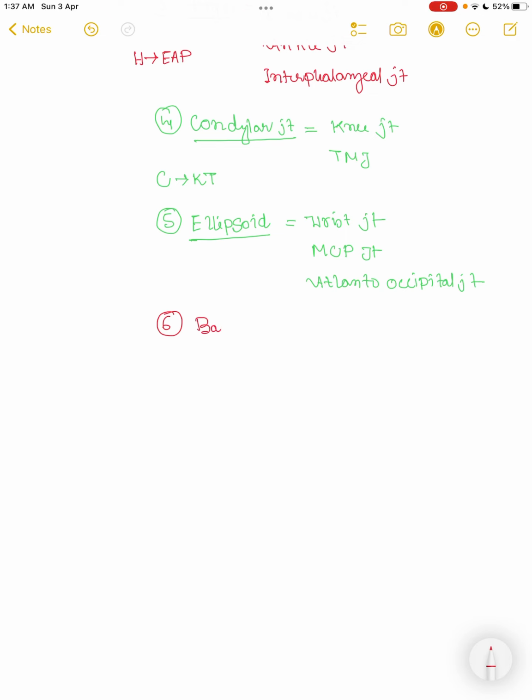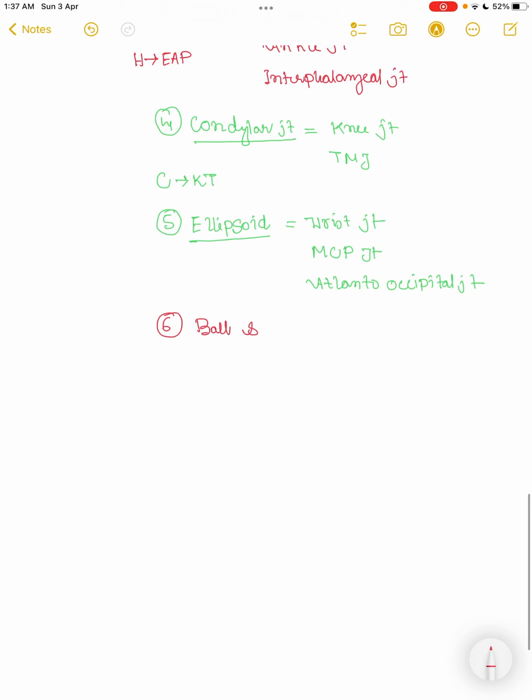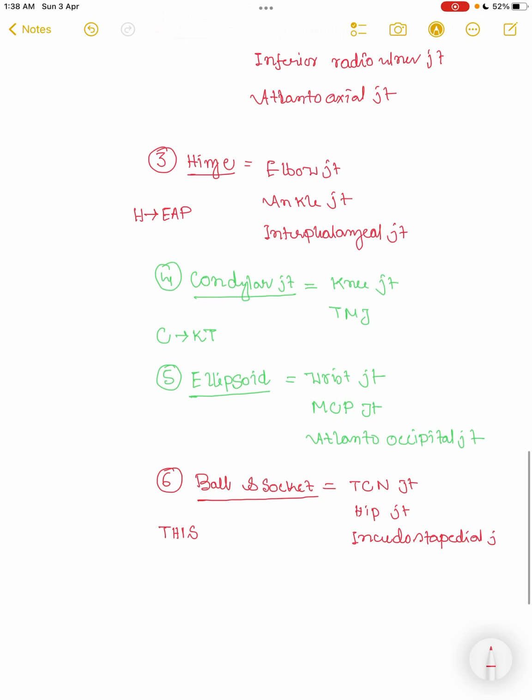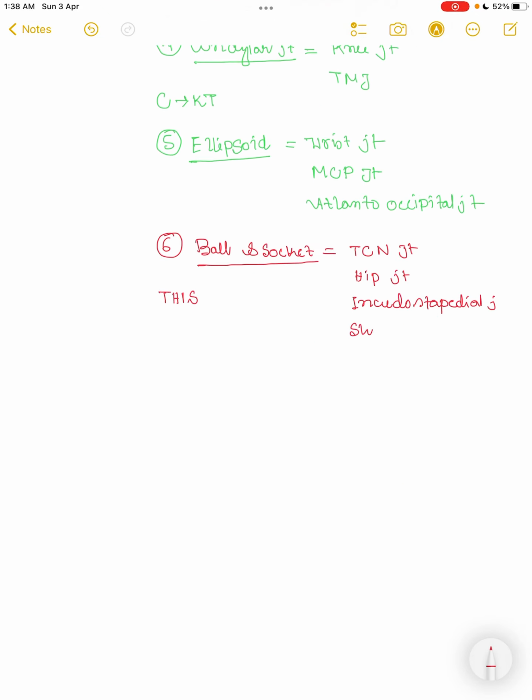Sixth is the ball and socket joint, ball and socket, and I think many of you know the mnemonic. Here T for talocalcaneonavicular joint, H for hip joint, I for incudostapedial joint, S for shoulder joint. Okay, and the last one is the saddle joint.